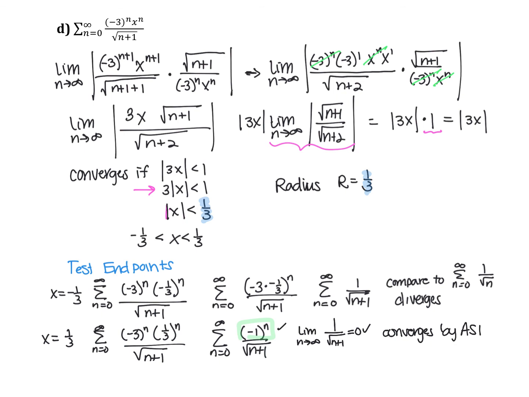by the AST, alternating series test, and therefore when I go to write my interval it would be from negative 1/3 to 1/3, but because we know this converges by the alternating series test, I need to put an equal sign at the 1/3. So my interval of convergence here would be from negative 1/3 to positive 1/3, inclusive of the 1/3. And this would be my answer.